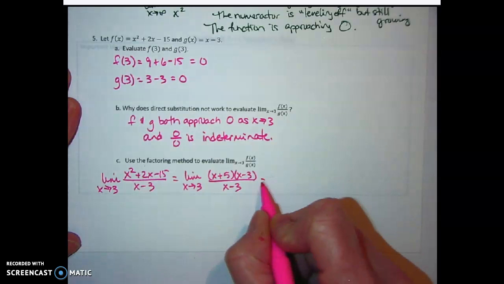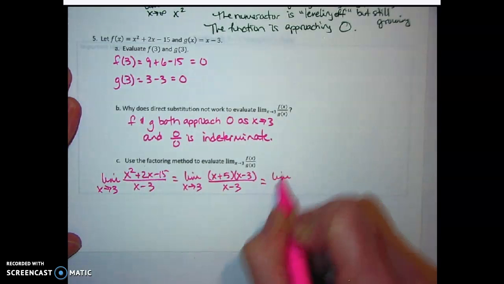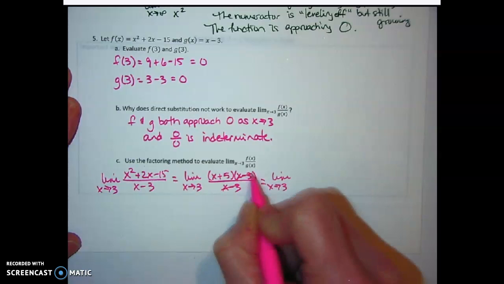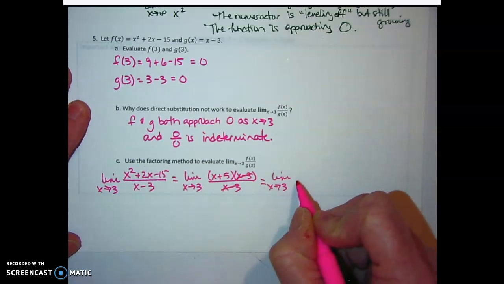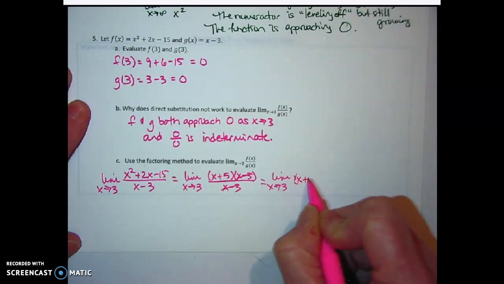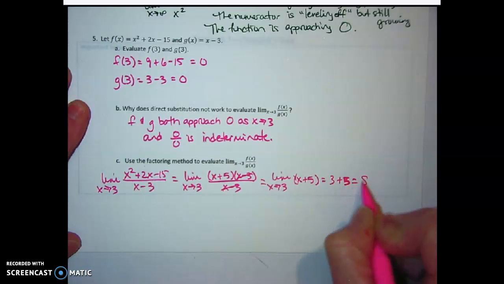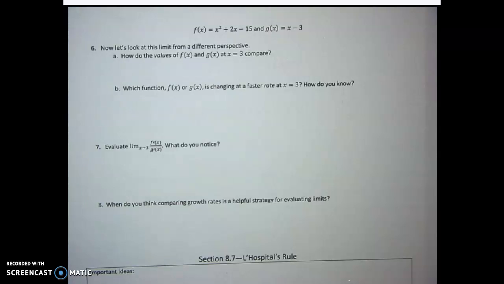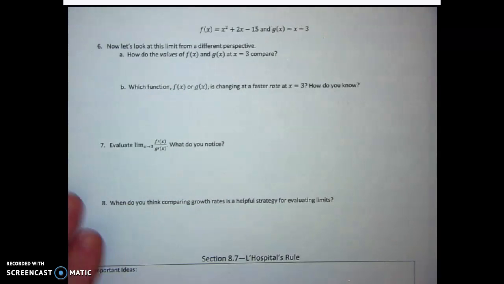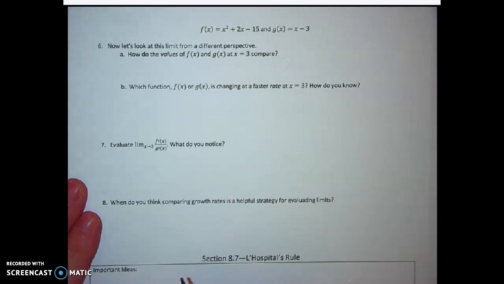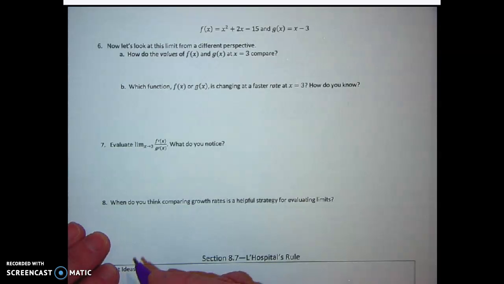When we factor the numerator, we get that, and conveniently, x minus 3 cancels, so we're taking the limit as x approaches 3 of x plus 5. When we plug that in, we get 8. I've just rewritten those functions at the top of this page, but now we're going to look at this limit from a different perspective. How do the values of f of x and g of x at x equals 3 compare? We just figured that out. They're the same: f of 3 equals g of 3 equals 0.